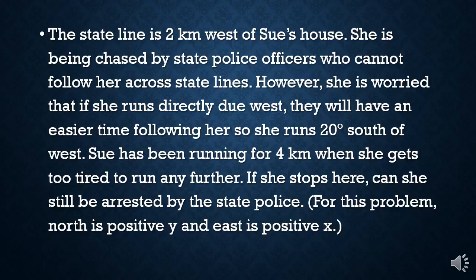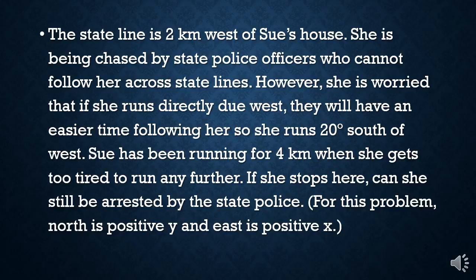So Jim was having some issues before, now it's Sue. The state line is 2 kilometers west of Sue's house. And, well, Sue's been causing a little bit of trouble lately, and she's being chased by state police officers. The state police officers cannot follow her across state lines. Yes, this is kind of a made-up problem, but try to make it at least a little bit interesting.